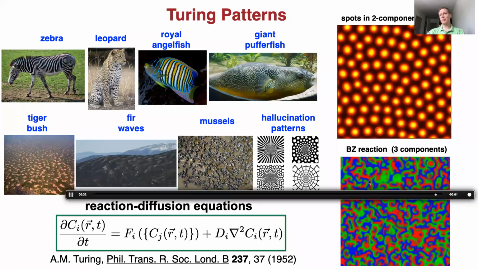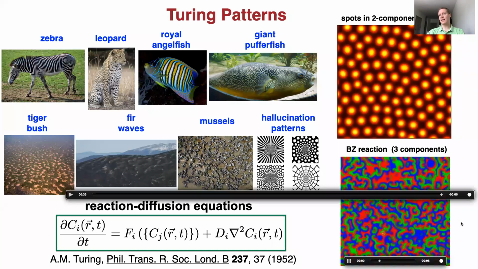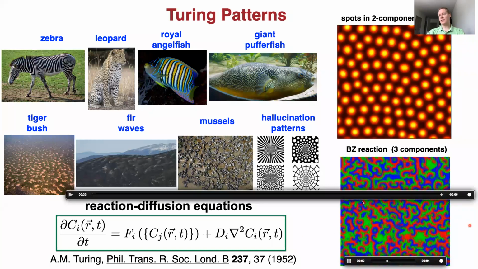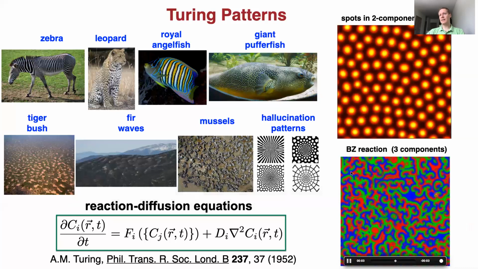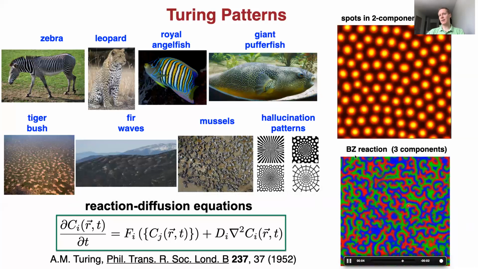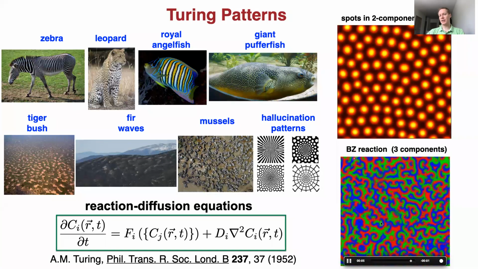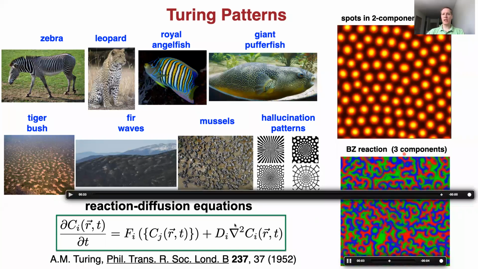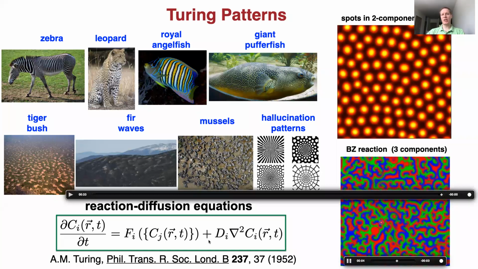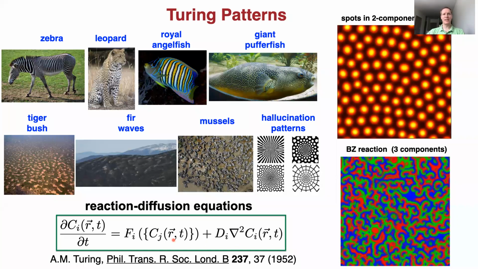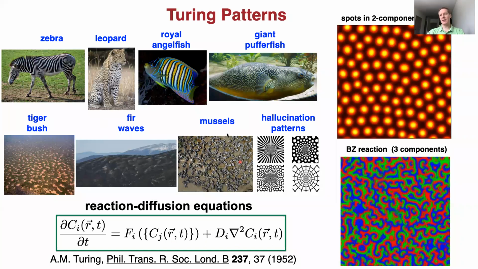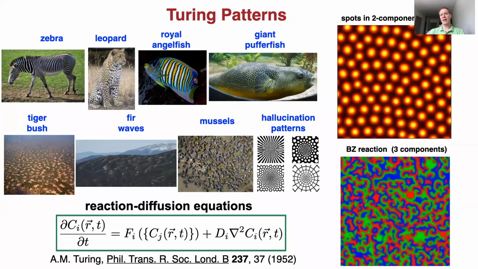But if you have three components, then besides static patterns, you can also get these dynamic patterns, which you're seeing here. And the prototypical example is the so-called Belousov reaction, which is well known in chemistry. And while the reaction diffusion equations of this Turing type can indeed give rise to these patterns, this doesn't mean that all of these patterns actually come from reaction diffusion equations of molecules.